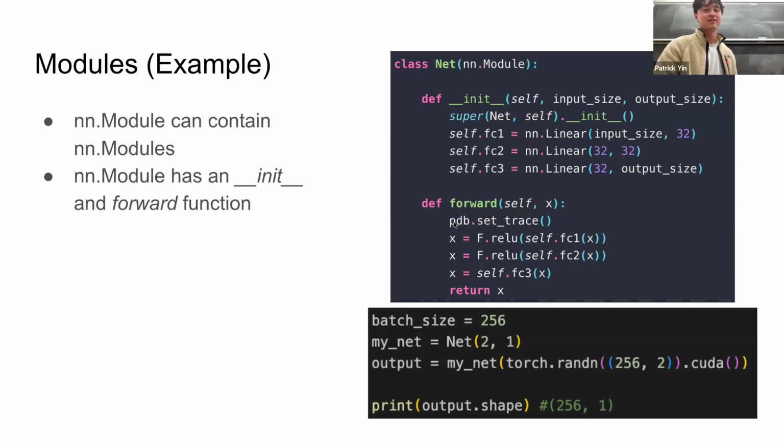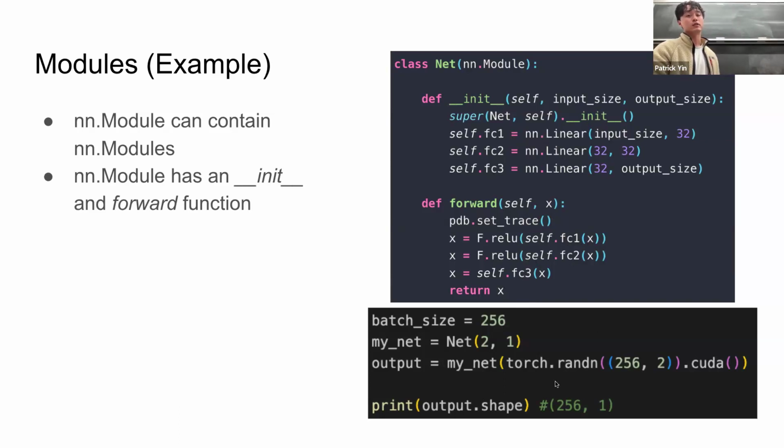Don't worry about pdb.set_trace, just pretend that doesn't exist. But then we define the forward function, where you basically pass your inputs through the layers. In this case, we're passing it through the first fully connected layer, then through the ReLU, then the second fully connected layer, then the ReLU, and then the third fully connected layer, and then we output that.